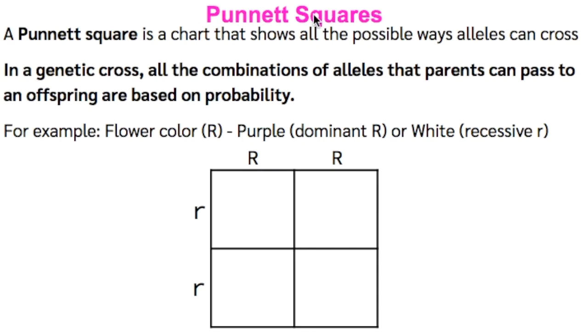A Punnett square is a chart like this that shows all the possible ways alleles can cross in order to see what the offspring could end up looking like or having genetically. So in a genetic cross, all the combinations of alleles that parents can pass to the offspring are based on probability. So for example, flower color, if we use capital R, just because R's are easier to tell apart than P's or C's, purple is dominant, so we write it as the capital R, over the white, which is recessive.